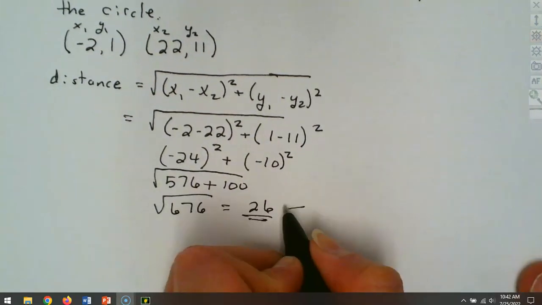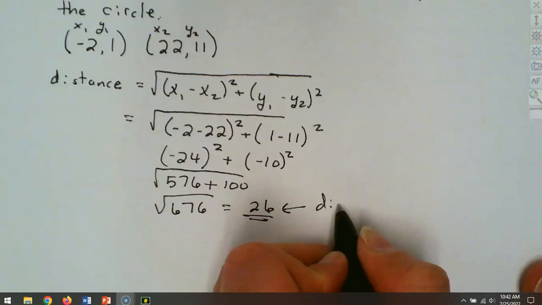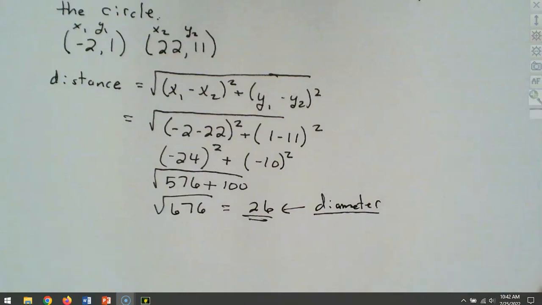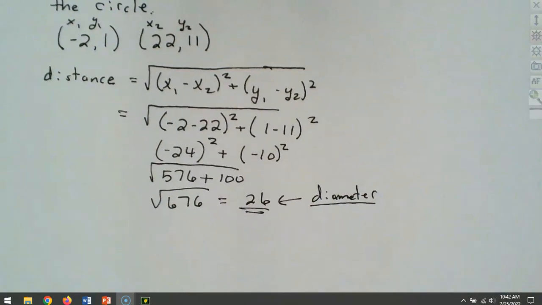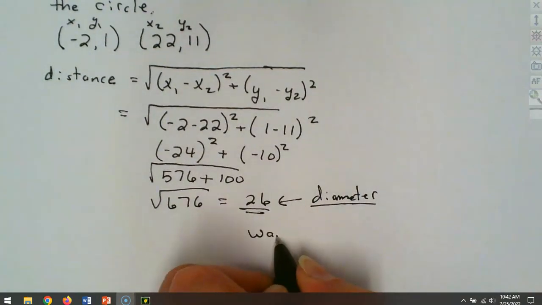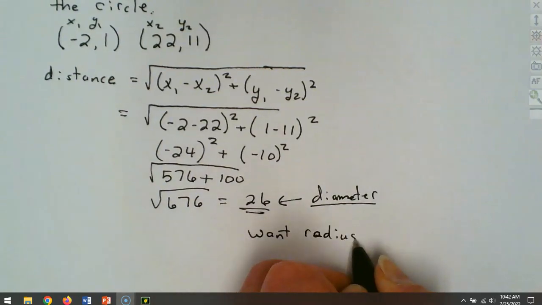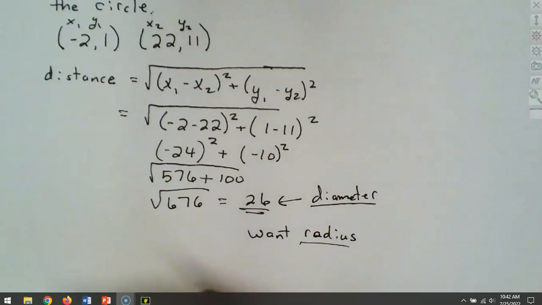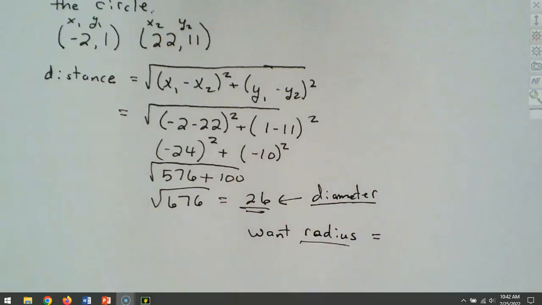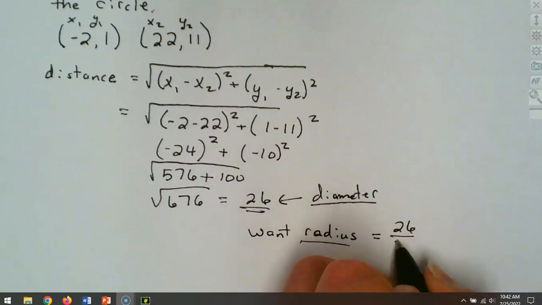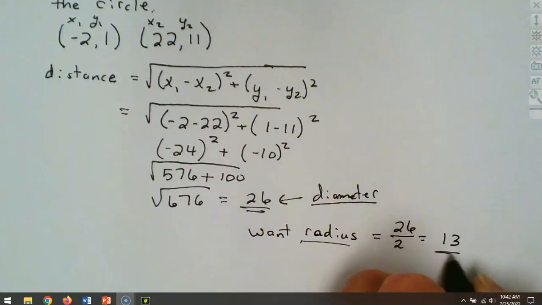This is not the answer, though. This is the diameter. Right? The distance across that circle is the diameter. We don't want the diameter, we want the radius. And so how do we find the radius? Well, the radius, remember, is the diameter over 2. So that's 26 over 2, which is then 13.